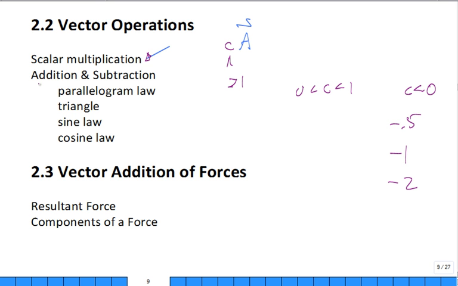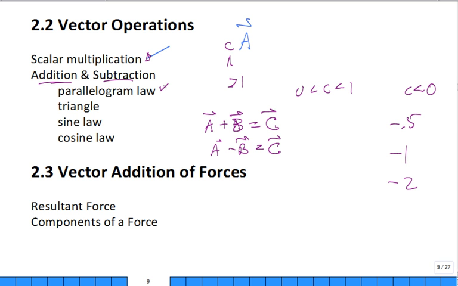Can you take and add two vectors? Take the vector A and add it to the vector, let's say, B, and get a resultant vector C? Yep, sure can. Can you subtract? So A minus B equal to a new, different vector C? Sure can. We need to be able to do those.